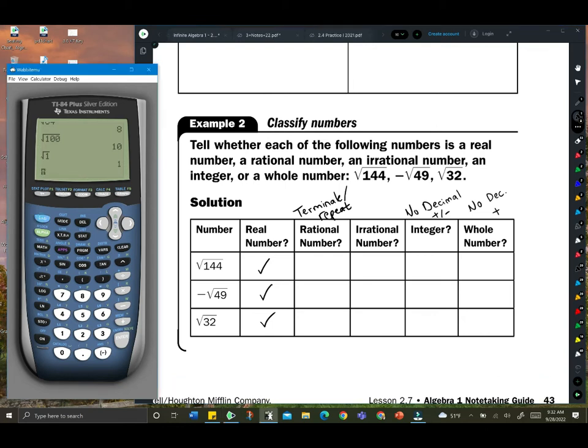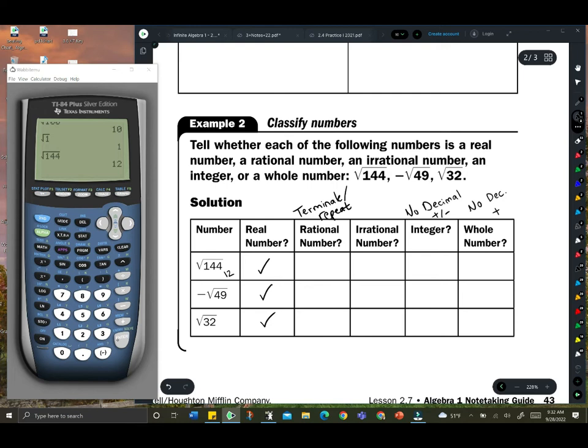Square root of 144. Well, let's see. Square root of 144 comes out to be a regular 12. 12 is a real number. They all are. It is rational. Since it's rational, it is not irrational. You can only be one of those. It is an integer because it's not a decimal, and it is a whole number because it's not negative.